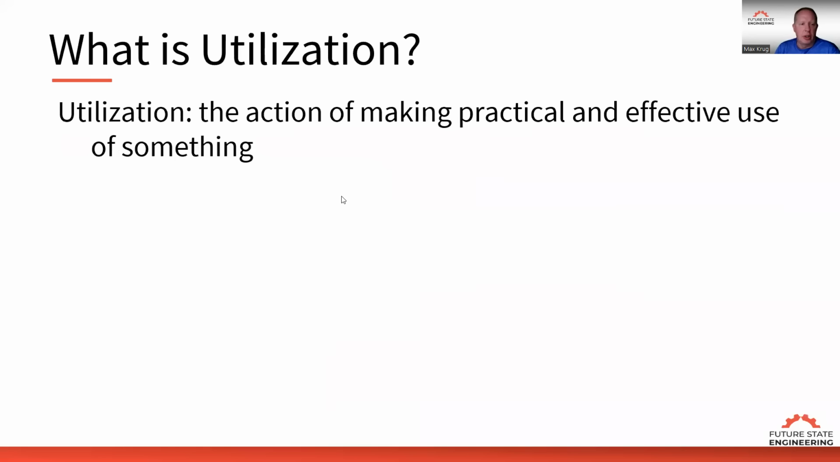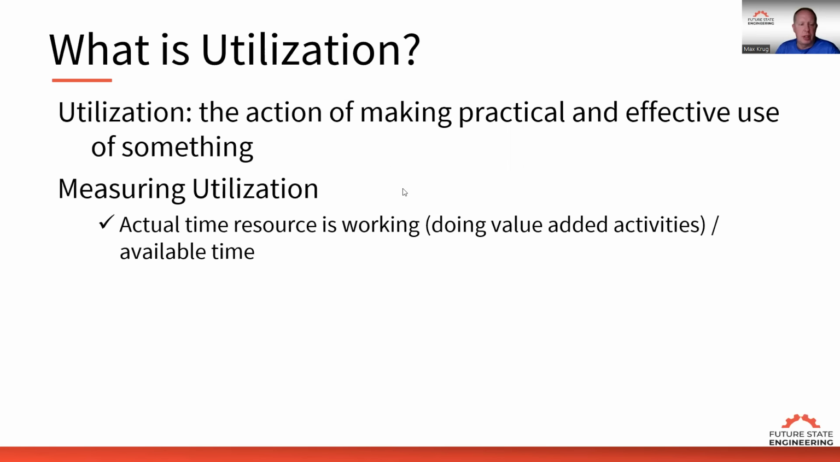So first of all, let's look at utilization. Utilization is the act of making practical or effective use of something. In most cases in an organization, we have resources, so we want to make sure we make practical and effective use of our resources. How do we measure utilization? It's pretty simple. We take the actual time the resource is working, which we call doing actual value-added activities, and divide that by the available time of the resource.